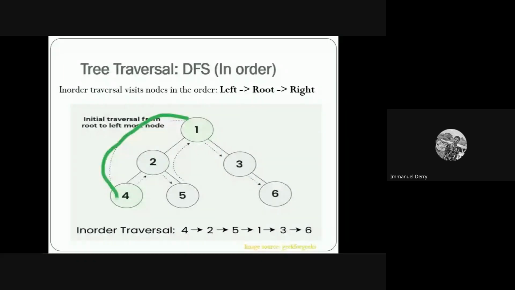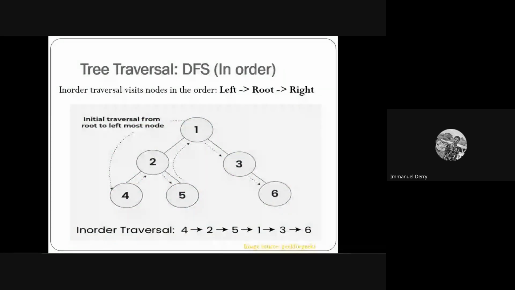And then we go to the root, which is 4 to 2. Now we move to right, which is 5. Then we go to the root, which is 1. Before you now go to right, there's no left, so we proceed to right again. So this is how the in-order works: left, root, right.